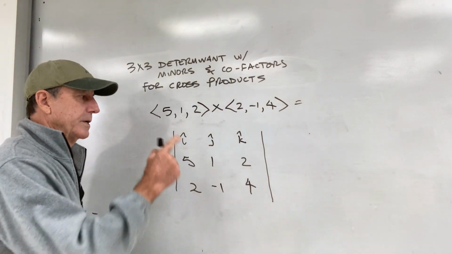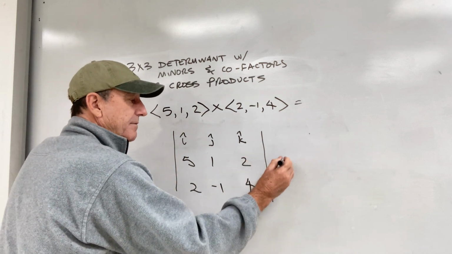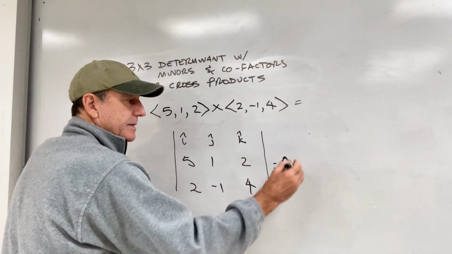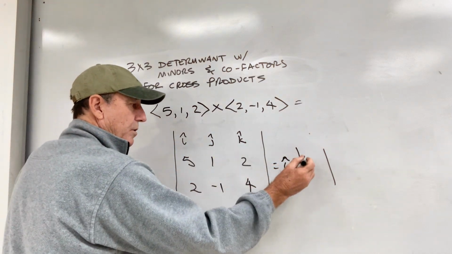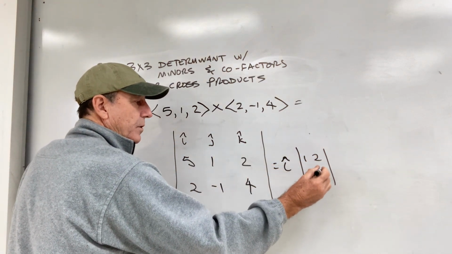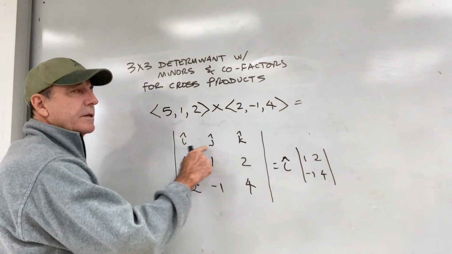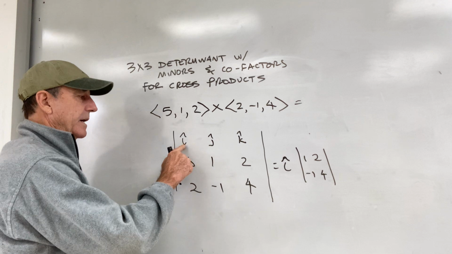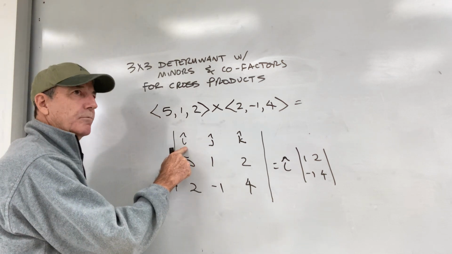Now remember, we can use any row or any column. I'm going to use this first row. So I'm going to have i hat times a little 2x2, and that 2x2 is right here. So 1, 2, negative 1, 4. It is going to be a positive 1. Remember, the powers of negative 1 come from negative 1 to the row plus column. So this was row 1, column 1.